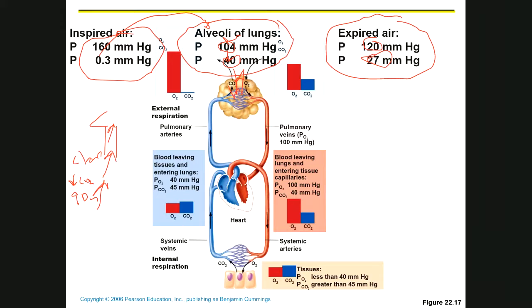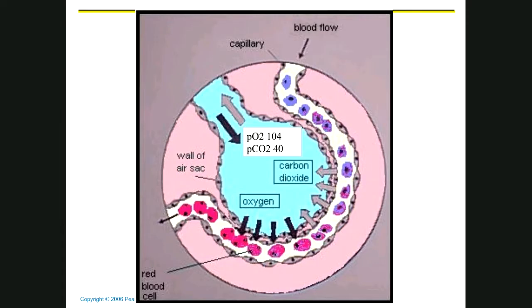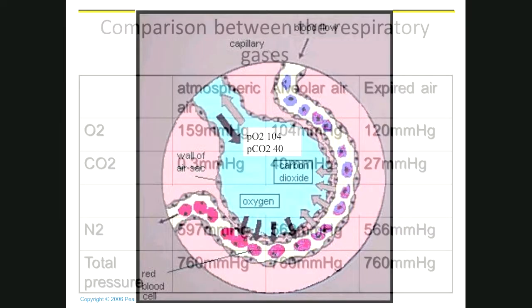So we're going to get gas exchange here. That is external respiration. And then the blood's going to travel, and then we're going to get gas exchange again here. That is internal respiration. So let's look at these two. Let's look at external and internal respiration.